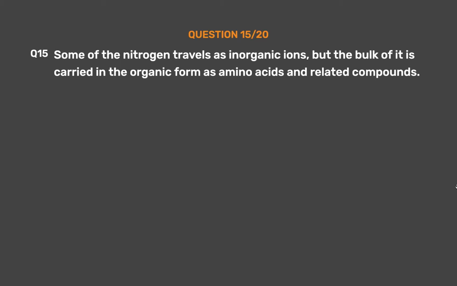Question number 15. Some of the nitrogen travels as inorganic ions, but the bulk of it is carried in the organic form as amino acids and related compounds. Option A. True. Option B. False.